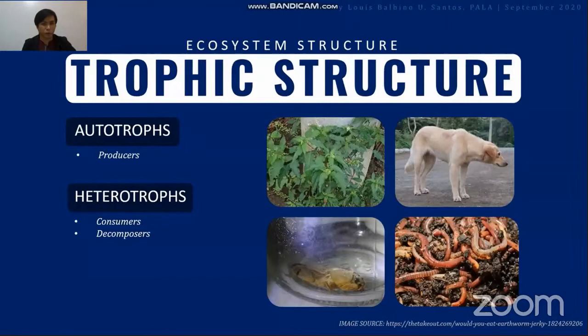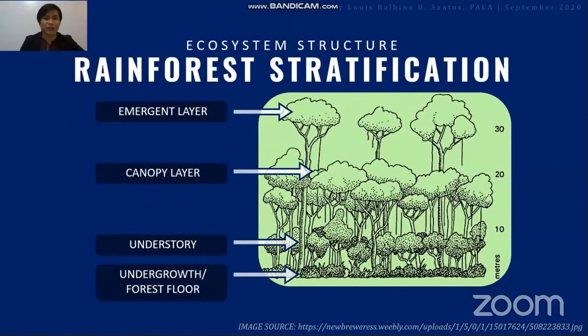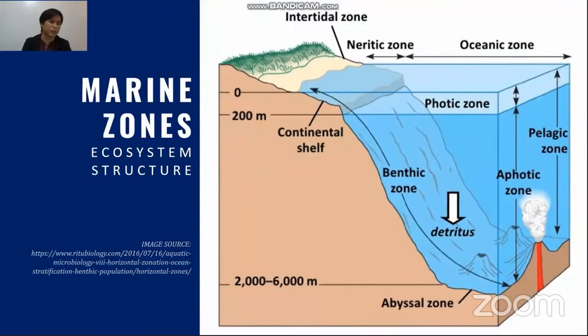Trophic levels are not the only way we can look at ecosystem structure. We can also look at the actual physical demarcations of ecosystems. So for rainforests, for example, scientists were able to determine four layers, which are emergent layer, canopy, understory, and undergrowth. And the same thing can be said for marine zones. Believe it or not, it's not just water and fish in the sea. There's lots of stuff in between the photic zone, the benthic zone, and even the abyssal zone.